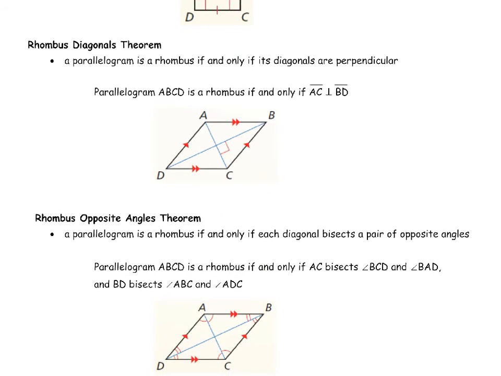Going back to a rhombus. A rhombus has a diagonals theorem. A parallelogram is a rhombus if and only if its diagonals are perpendicular. So if these two diagonals are in fact perpendicular to each other, which means they create that 90 degrees when they intersect, then this is a rhombus.